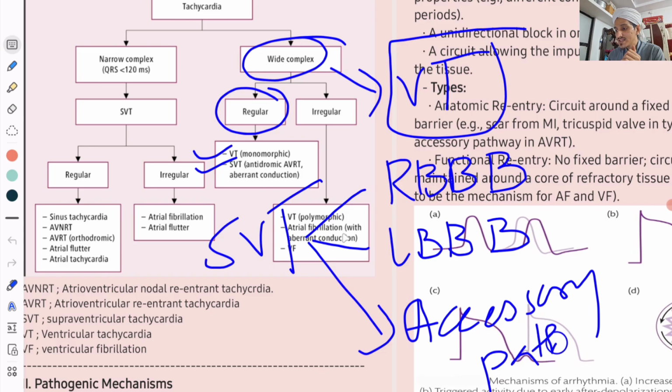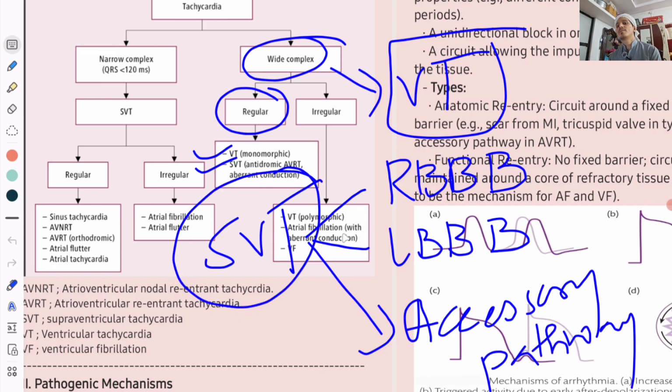So because of these things, an SVT can present like a wide complex tachycardia. That is nothing but SVT with aberrancy. That is the challenge we face when we have a wide complex tachycardia. We need to differentiate between whether it is ventricular tachycardia or SVT with aberrancy.